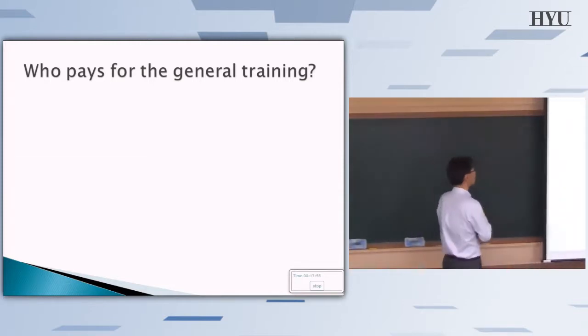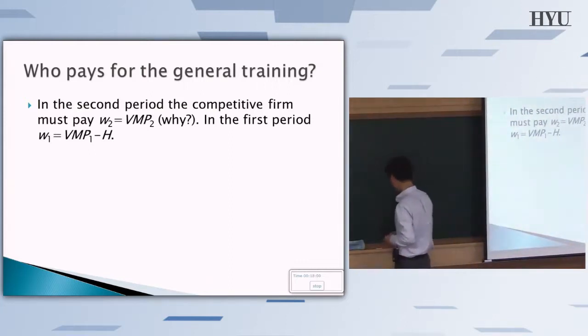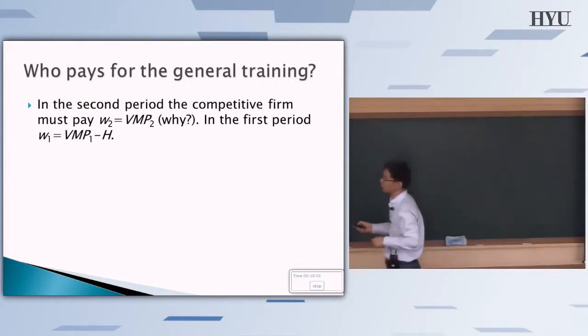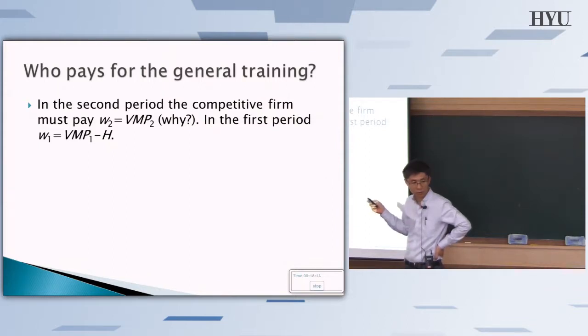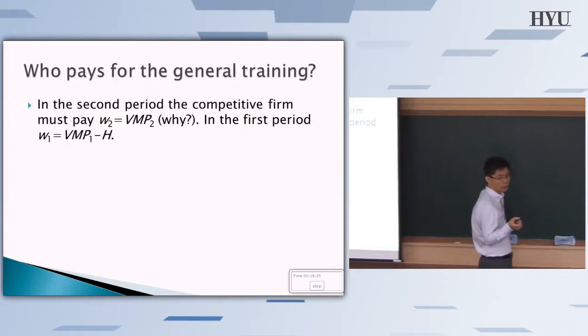Okay. So what does it mean? In the second period, think of W2, wage 2. In the second period, the wage must be equal to VMP2. It cannot be lower than VMP2. Why?